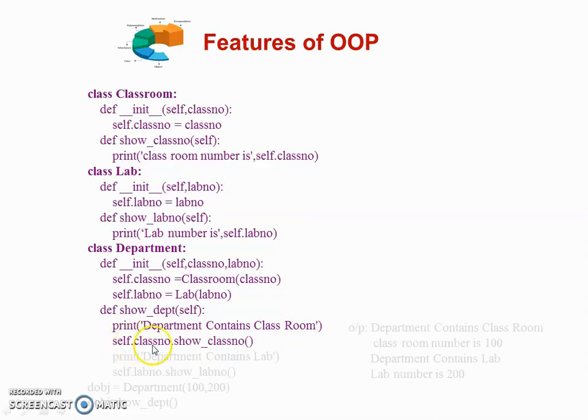So we write self.class_number.show_class_number method. Means what? To print the class number, we use the object variable of the Department class, and by using this object variable we access the method of Classroom, that is the show_class_number method, which gives us the output of the class number. And we print Department contains the lab as self.lab_number.show_lab_number.